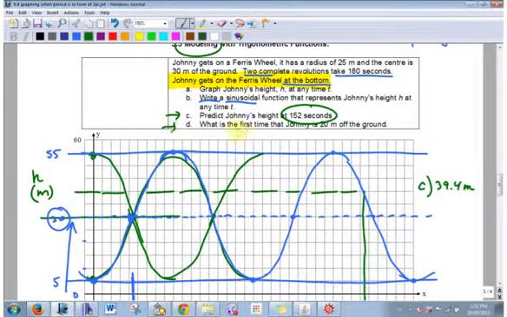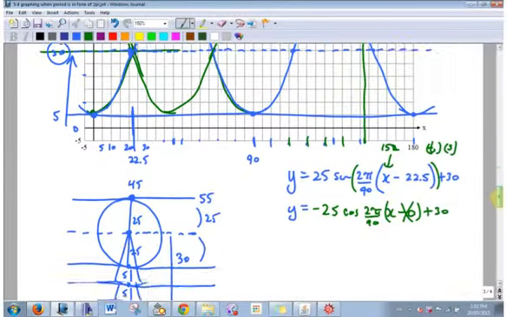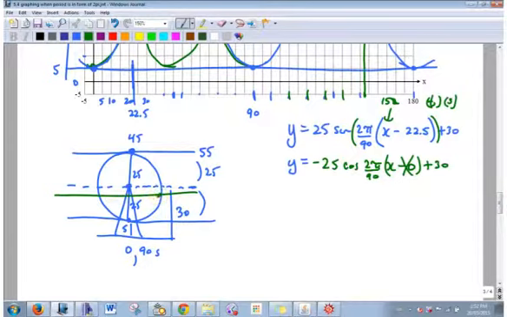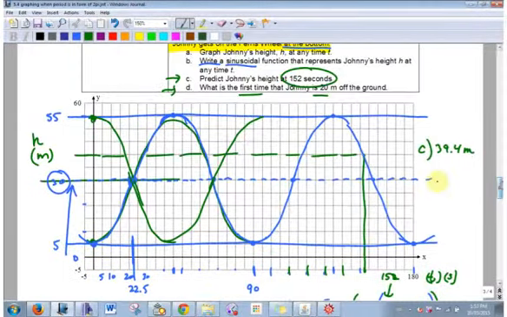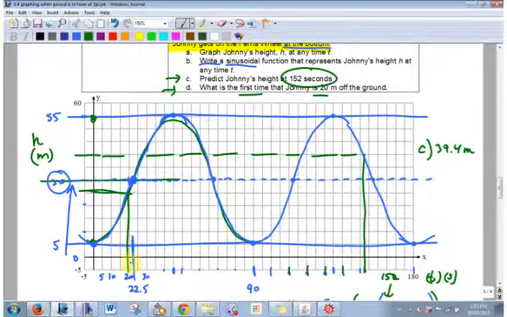D. What's the first time Johnny's 20 meters off the ground? Because remember, Johnny is going to be 20 meters off the ground twice every 90 seconds, so there's an infinite amount of answers. He's first off the ground. Let me get rid of that mess. I'm looking at the time, not the distance. 20 meters, there's 5, 10, 20, right there. Close, but no cigar. Looks like about 16, 17 seconds.